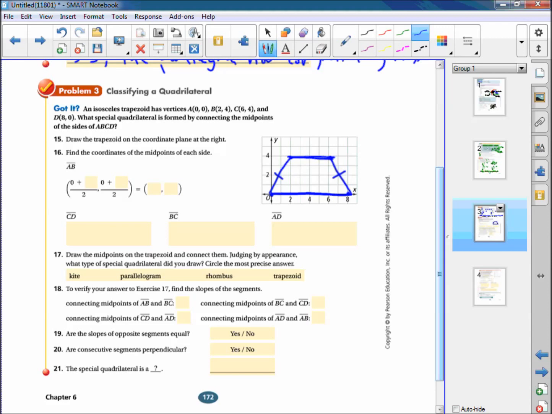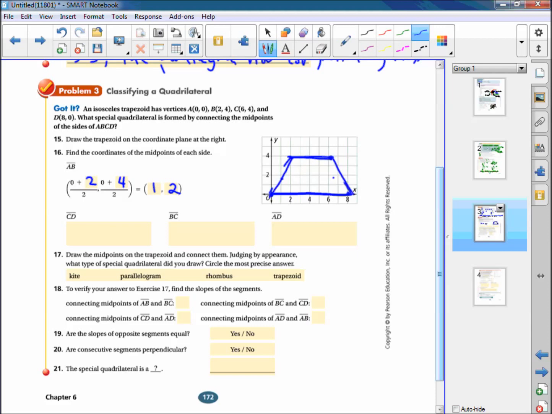So now we have to find the midpoints. All right, so to find the coordinates of the midpoint for each side, so we're going to do that here. We'll do AB with some steps to fill in. So remember, the midpoint is the sum of the x's divided by 2 and the sum of the y's divided by 2. So 0 plus 2 for the x coordinates makes 2, and 2 divided by 2 is 1. And 0 plus 4 for the y coordinates makes 4, and 4 divided by 2 is 2. So our midpoint, and let me erase my congruent marks here so we can do it a little better.